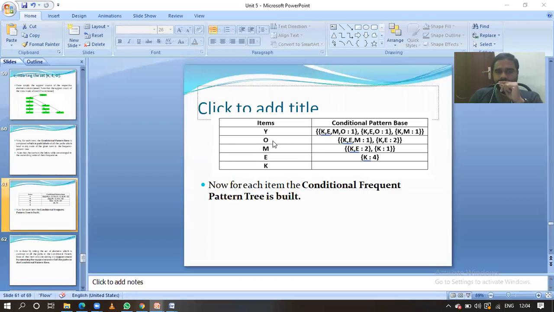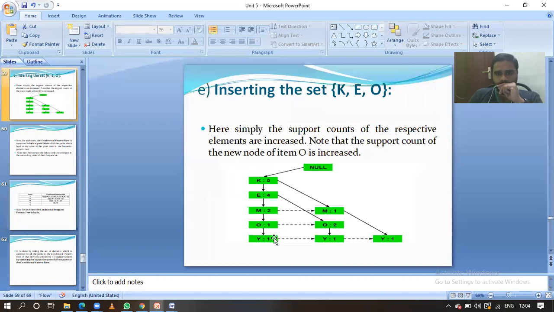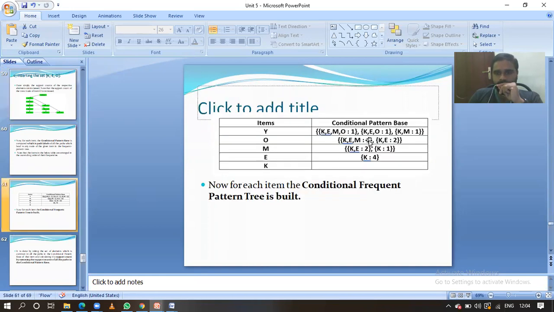Likewise, we have to write it for o also. Here is the o, guys. How many paths are there? Two paths. What is the first path? KEM 1 time, and KE 2 times. These two items we have already added.